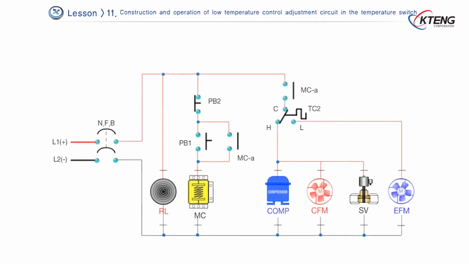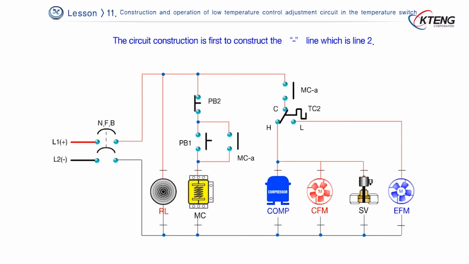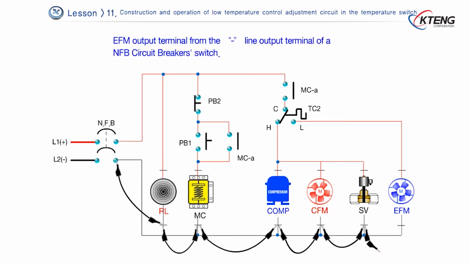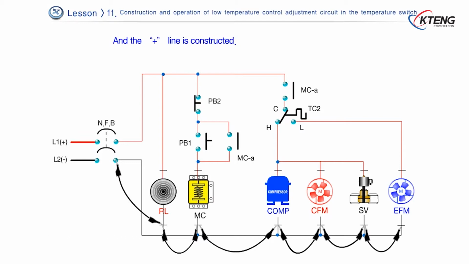The circuit construction is first to construct the minus line, which is line 2. The minus circuit is constructed in the order of red lamp output terminal, MC output terminal, compressor output terminal, CFM output terminal, output terminal of electronic valve SV, and EFM output terminal from the minus line output terminal of an NFB circuit breaker switch, and then the plus line is constructed.